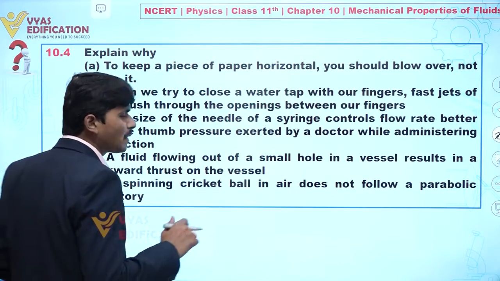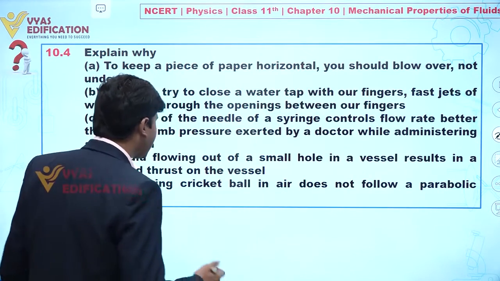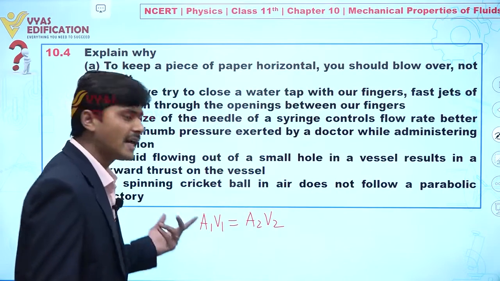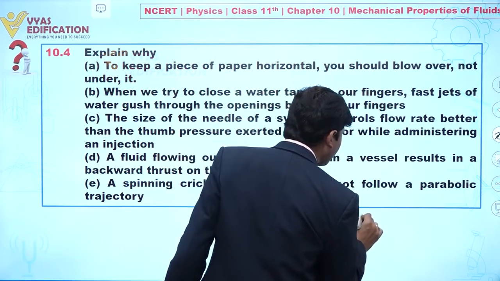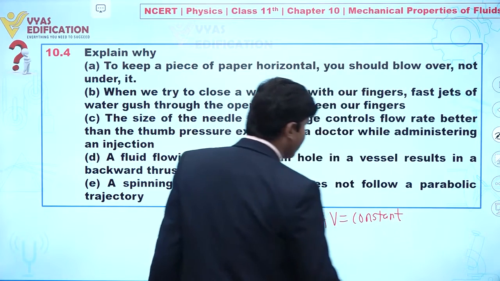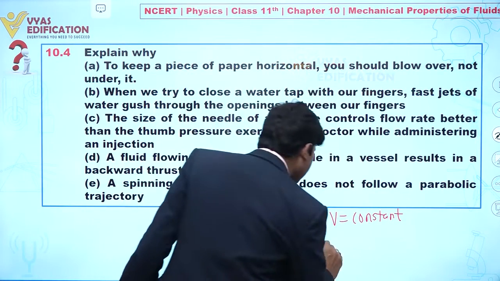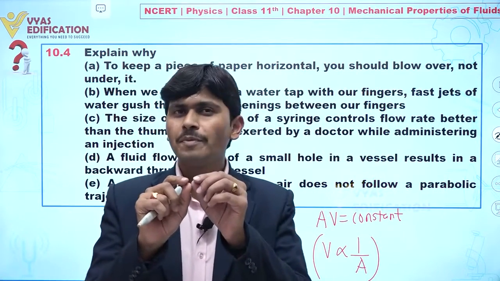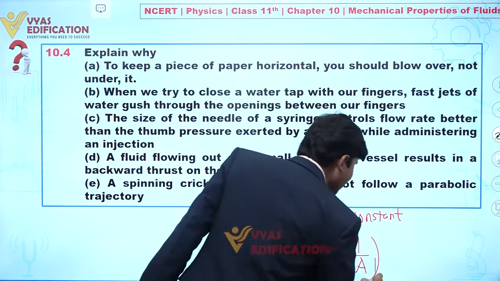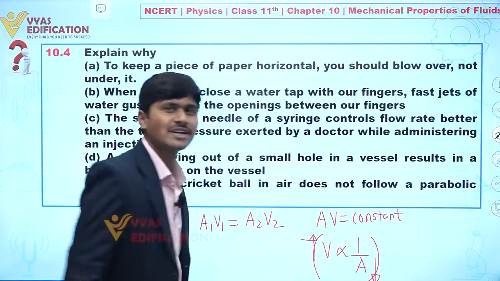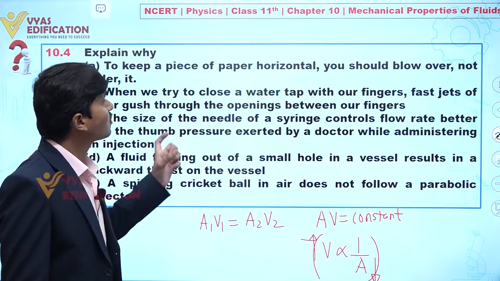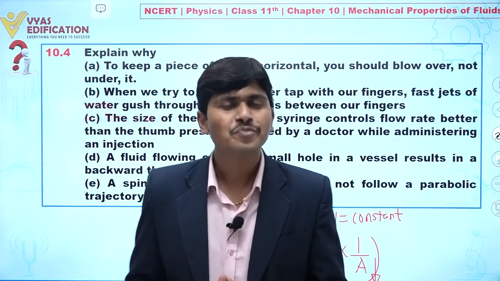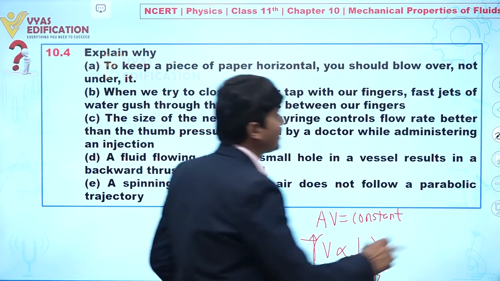At that time, if I am talking about the continuity equation, A1 V1 should be equal to A2 V2, clear? Or directly from here you can say A V is constant. It means V is inversely proportional to area, clear? So whenever we are making a small opening by using our finger, we are decreasing the area. So when area decreases, velocity increases, clear? So when we try to close a water tap with our finger, the speed of the water increases, clear? So this is all about part number B, clear to everyone? Done.